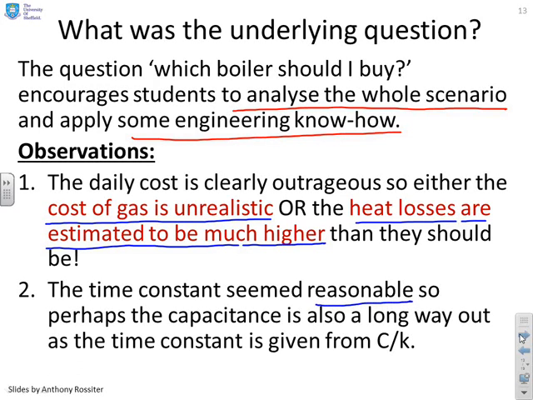However, if you're going to tell me that the heat losses are not right, then you're going to be changing one of your parameters, perhaps C or K. And because the time constant is given as C over K, as soon as you change one of those, then you're going to be wanting to be changing the other, otherwise your time constant will no longer be about right.